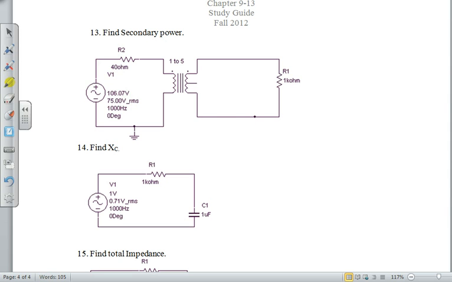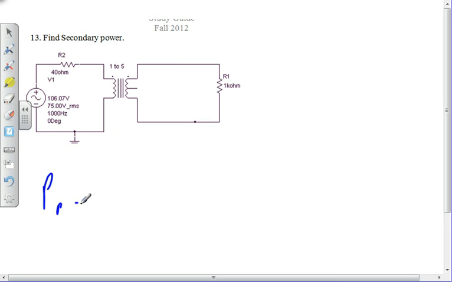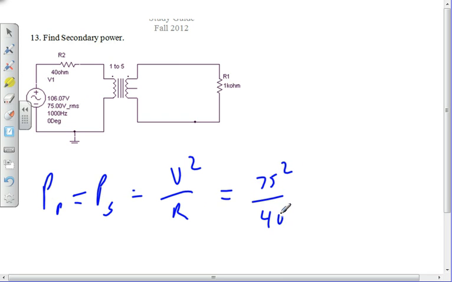13. Find the secondary power. Okay, well, power primary is power secondary. So I can go V squared over R. 75 squared over 40. 75 squared divided by 40, 140 watts.